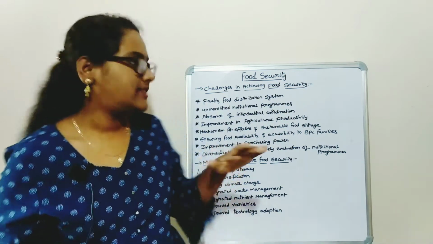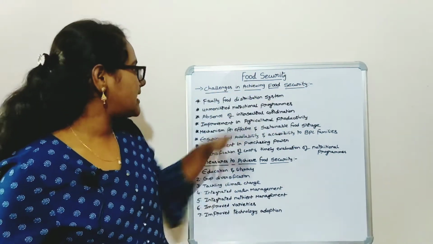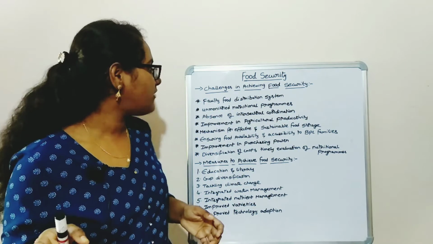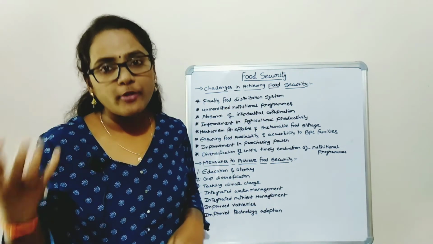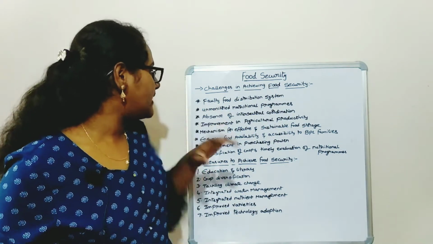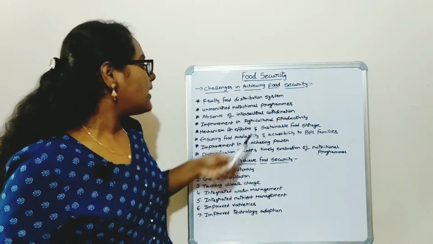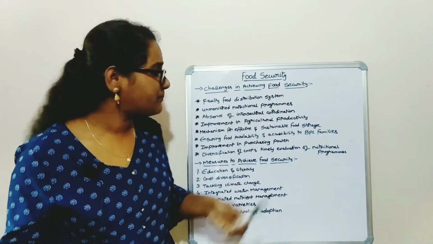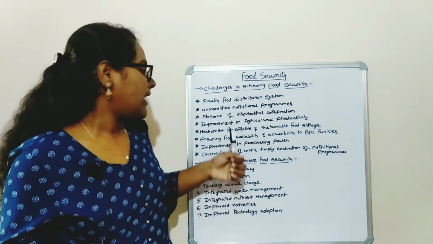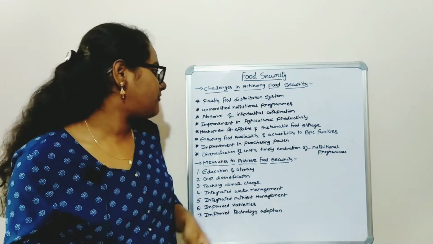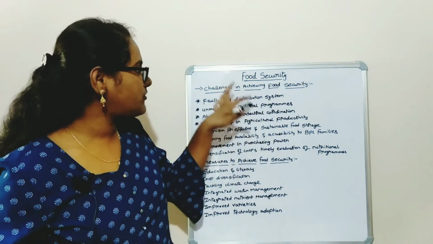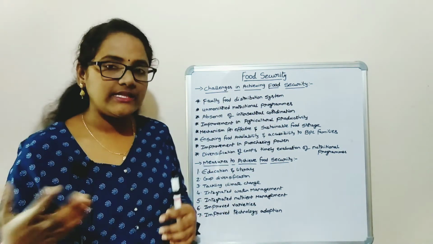So let us quickly look at these points that are the challenges in achieving food security. So here, the faulty food distribution system. Targeted beneficiaries should be properly identified, and the nutritional programs which are provided to the children or the pregnant women should be properly monitored and guided. So there is an absence of intersectoral coordination here, and agricultural productivity has to be improved. Mechanism for effective and sustainable food storage. So the storage capacity should also be increased, ensuring food availability and accessibility to BPL families, and improvement in purchasing power. So diversification of the crop should be encouraged. So these are all some of the challenges we are facing in achieving food security.